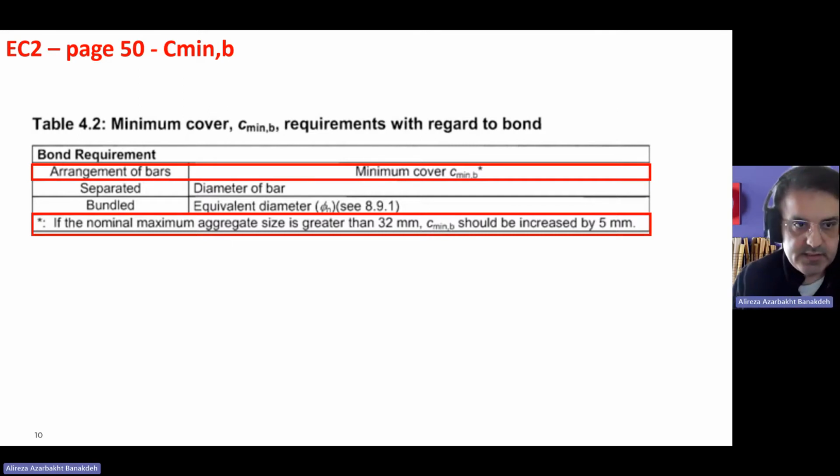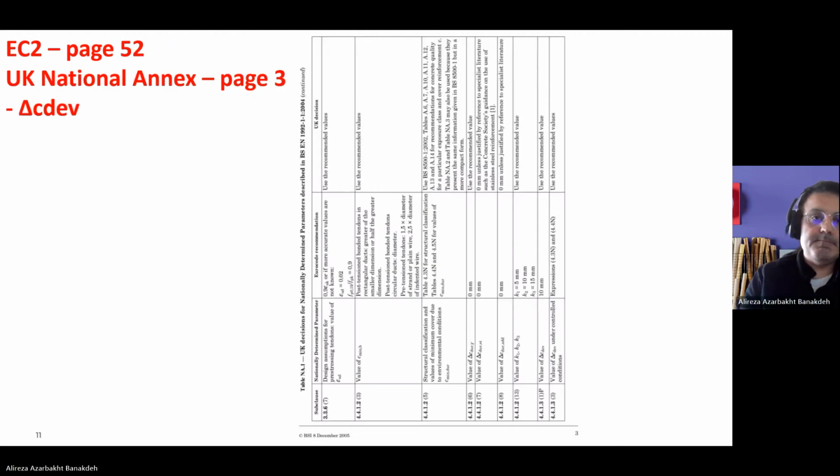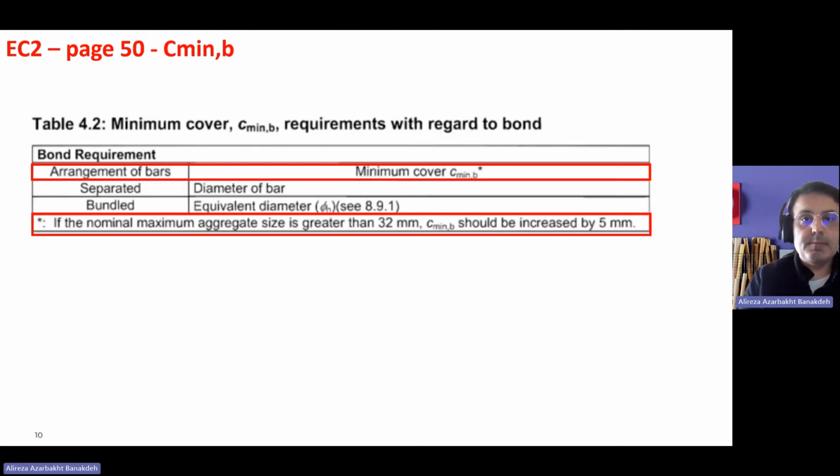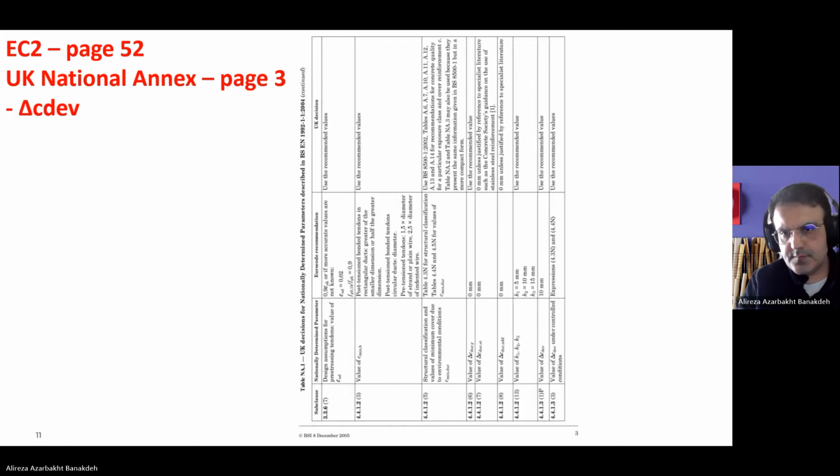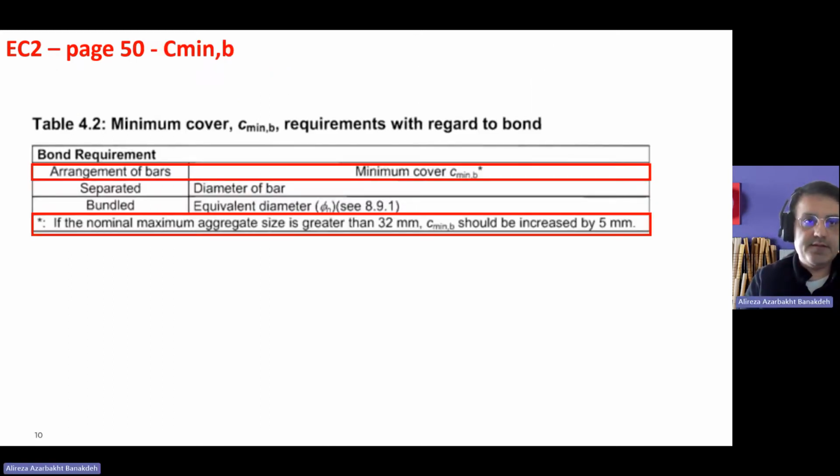somehow. At the last line, it says that if the nominal maximum aggregate size is greater than 32 millimeter, it's not our case, the C min,b should be increased by 5 millimeter. So it means that if you have very large aggregates, you should increase your C min,b by 5 millimeter, whatever it is. So for this purpose, you already have C min,b equal to 32 millimeter.